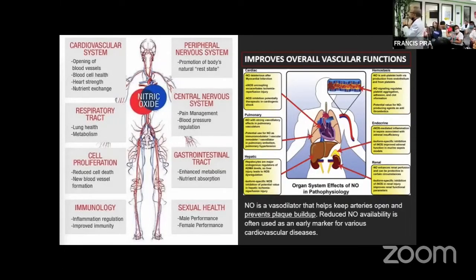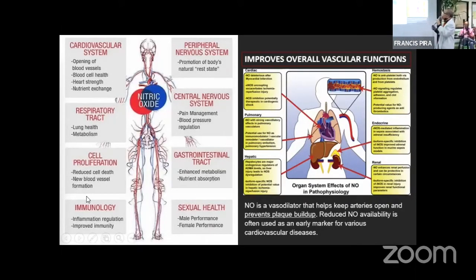Okay, so that is the next slide, please. So you see the nitric oxide is very good for cardio, respiratory, the cell proliferation, and immune system, gastrointestinal tract, the central nervous system, as what I've said, in the brain, and in the sexual organs. So it's called the reproductive health. Next slide, please.